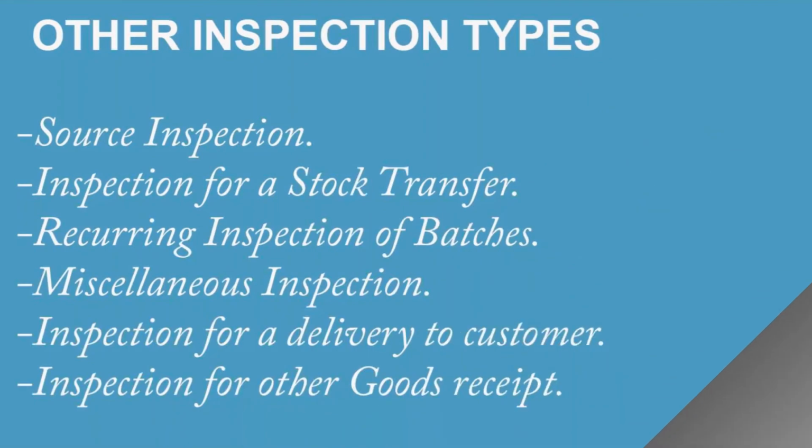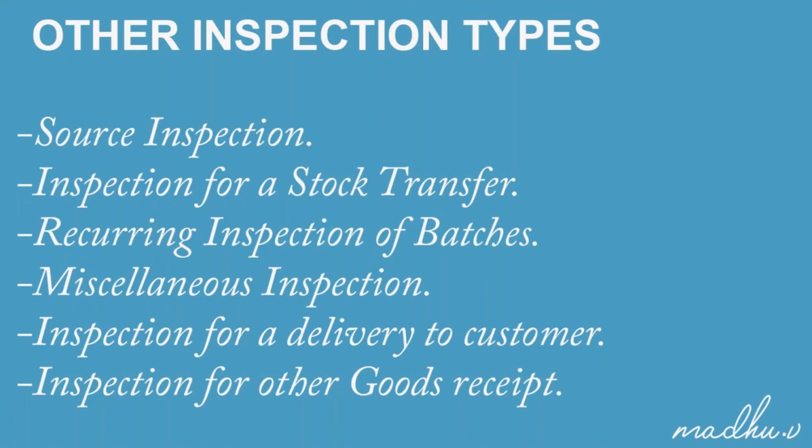I just explained a few inspection types because of the time constraint in this demo: raw material inspection, in-process inspection, final inspection, and calibration. Apart from that, you have other inspection types in SAP quality management, like source inspection, inspection for a stock transfer, recurring inspection of batches, miscellaneous inspection, inspection for a delivery to customer, and inspection for other goods received. Out of all these, let me pick one and explain what source inspection is.